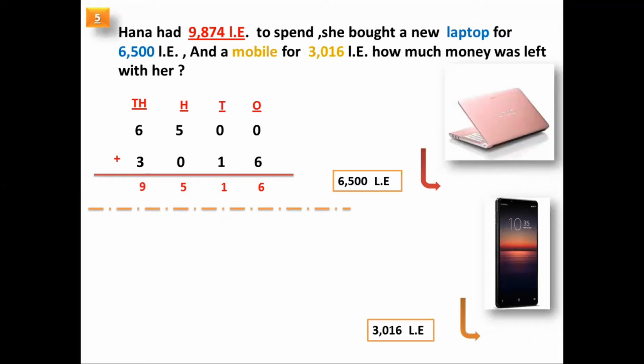So the total price of the mobile and laptop is £9,516. In the second step, we will use this number, 9,516, to know how much money was left with Hannah. Because we have in our problem the keyword left, we will use subtraction in the second step. So we will subtract 9,516 from 9,874 pounds to know how much money was left with Hannah.